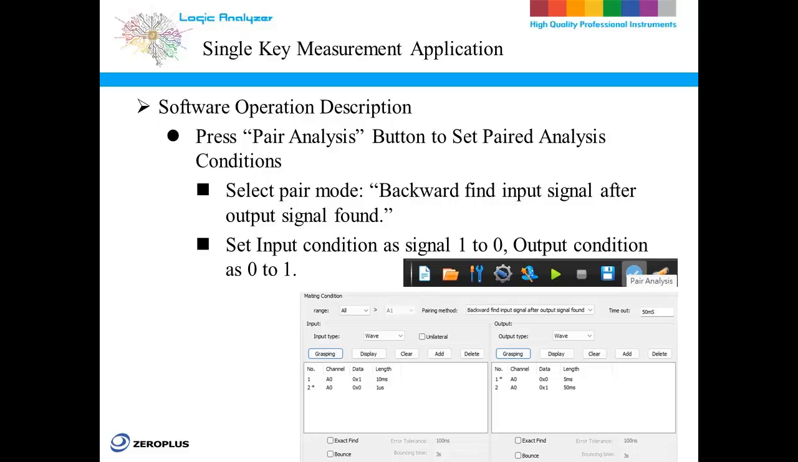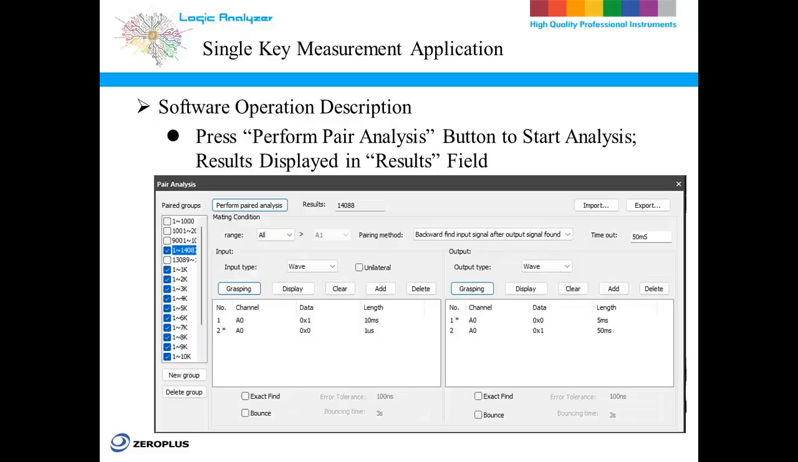Click on Pair Analysis to set up the pairing analysis conditions. Here, you can choose the pairing mode as backward find input signal after output signal found. Then, set the input condition to trigger when the signal goes from 1 to 0, and the output condition to trigger when it goes from 0 to 1. After clicking Perform Pair Analysis, the software will start the analysis.